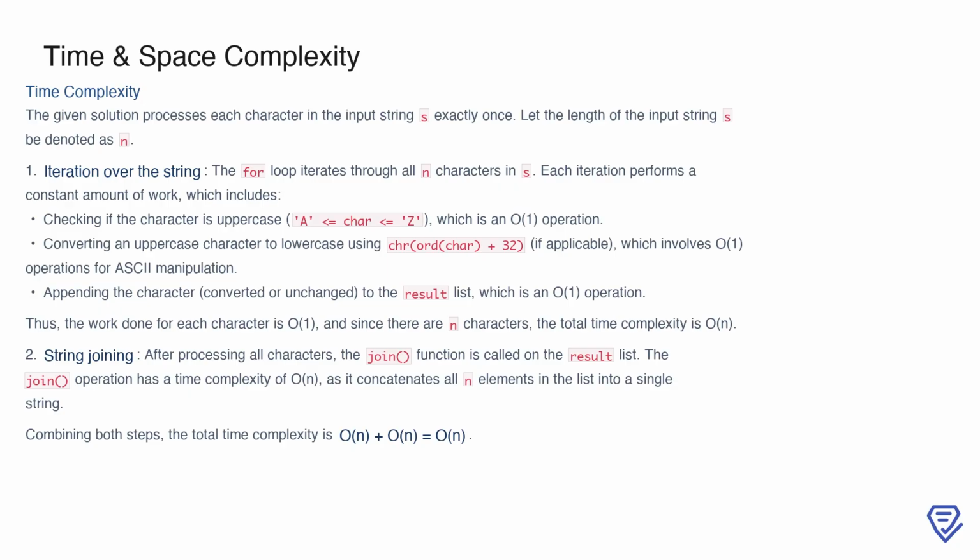Once all characters are processed, we use the join function to combine the characters in the result list into a single string. The join operation also takes O(n) time because it concatenates all n elements. Adding these steps together, the total time complexity of the solution becomes O(n) plus O(n), which simplifies to O(n).